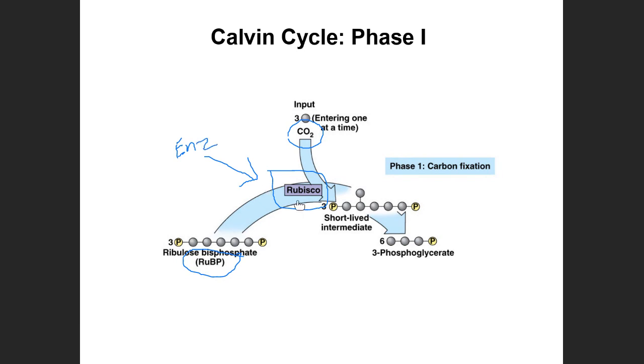Now in your notes, I gave you the long name for Rubisco. Rubisco is actually an abbreviation, or an acronym. It's a long name. It's there in your notes. I just gave it to you because, like I said before, I have students that want to know what the longer name is. But 99.9% of the time, it's just called Rubisco.